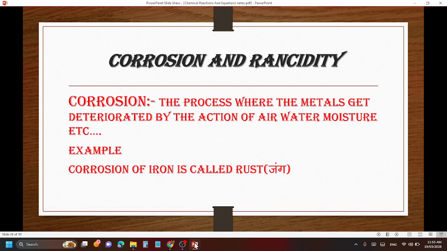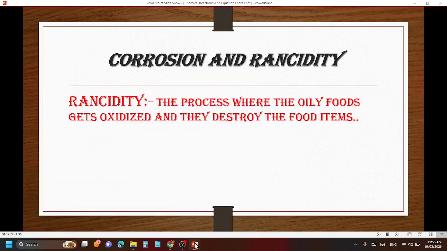Not only iron; if you have noticed your mother's anklets, then sometimes after 2-3 years you would have seen a black color coming on them. That is the corrosion of silver. We'll study in the metals and non-metals lesson what the corrosion of silver and of copper is called. But for now, remember, corrosion is the process where metal gets destroyed by the action of air, water, moisture, etc.